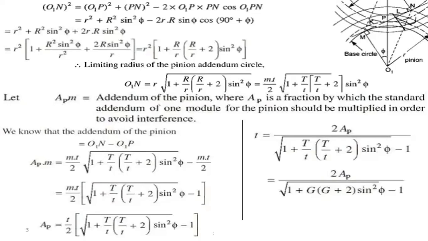Then we find the value as t by 2 into root of 1 plus T by t into (T by t plus 2) sine square phi minus 1. Then we have to take the value for small t also. So for the small t, you have to take the thickness of the gear tooth, that is 2 into AP, where AP is the fraction by which the addendum of the pinion, divided by root of 1 plus T by t into the same expression.